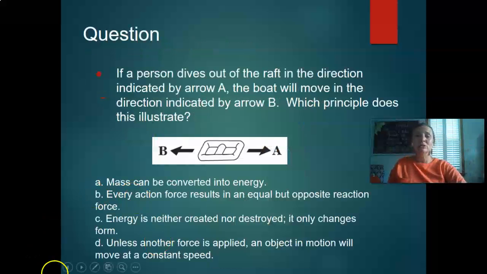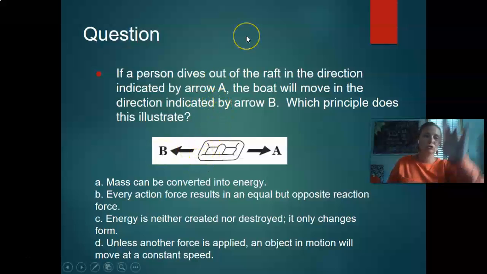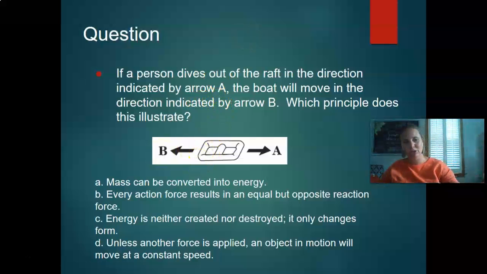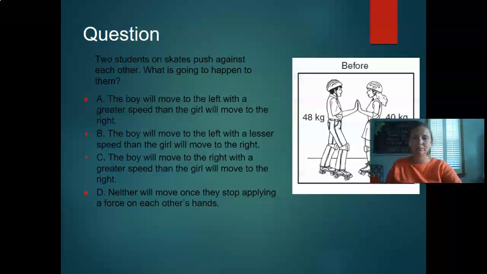So let's take a look at another example of Newton's third law. If we think about a raft, and let's say you're standing on the raft, and it's clearly floating in water, so it's not a stable surface. And let's say that you jump out in direction A, the boat is going to move in direction B. So what principle does that illustrate? For every action, you jump out, there's a reaction, the boat moves the other way. So Newton's third law: there's an action and a reaction.